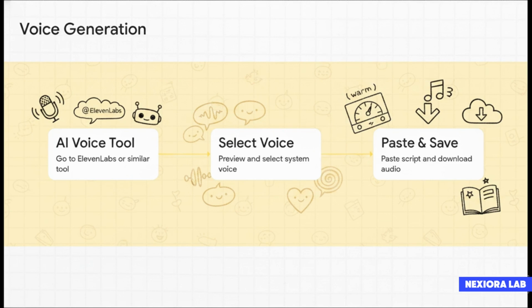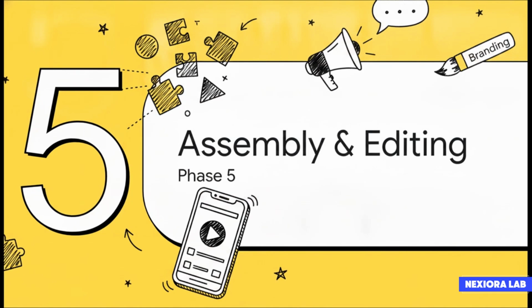Preview the system voices until you find one that really captures that warm, engaging, friendly storytelling vibe that kids just love. Once you've found the perfect narrator, paste your script in, generate it, and download the audio file. Boom, done. Now for phase 5, assembly, editing, and branding. Let's move to the fun part and see how this all builds together.